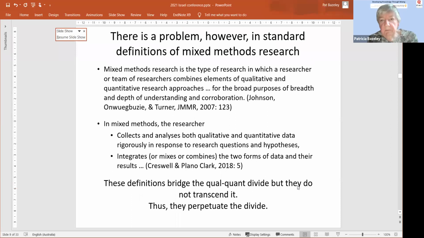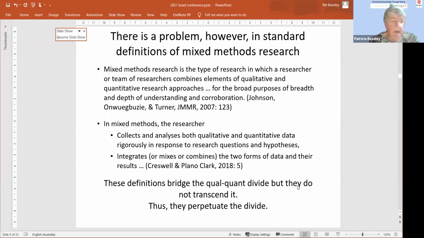The problem then is that standard definitions of mixed methods research, which is where we end up in, emphasize that it's a combination of qualitative and quantitative research approaches. And so these definitions bridge the qualitative-quantitative divide by saying we need to combine these, but they don't actually transcend it. They perpetuate the divide.